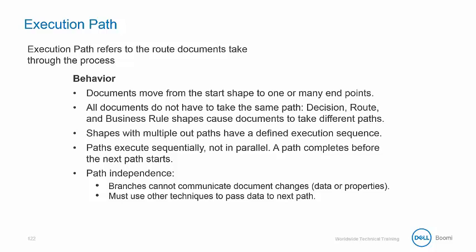Paths are independent of each other, and branches cannot communicate document changes across branches. You need to use other techniques to pass data to the next path, like a document cache down branch 1, and then retrieving the document or doing a lookup down branch 2.